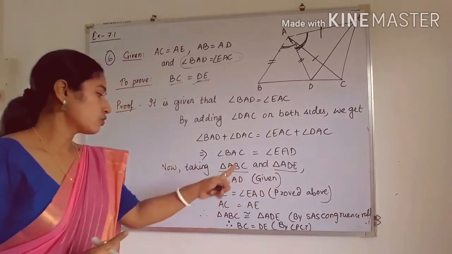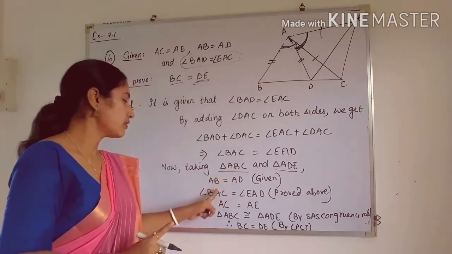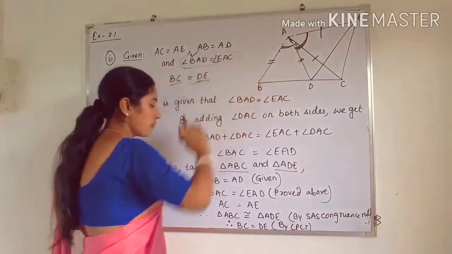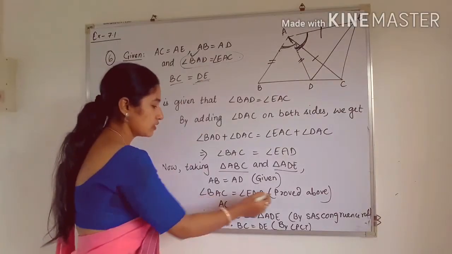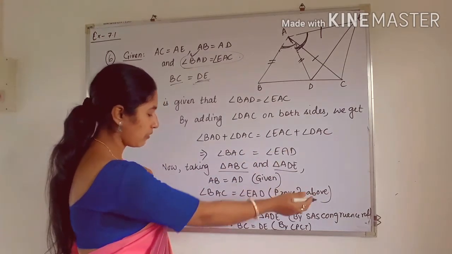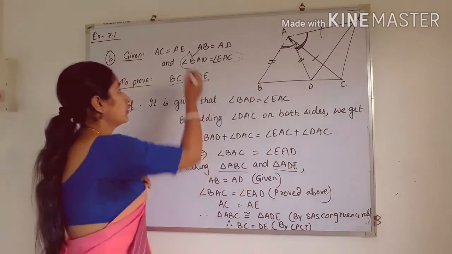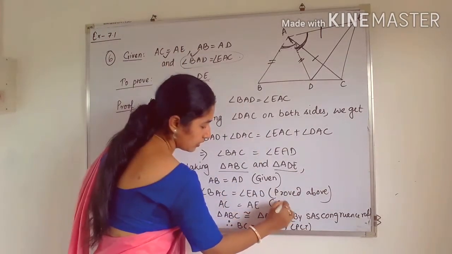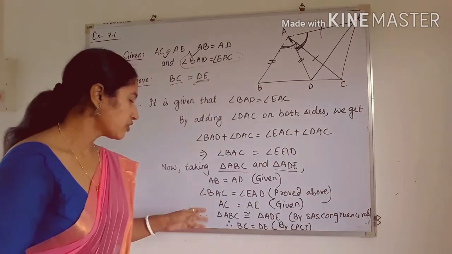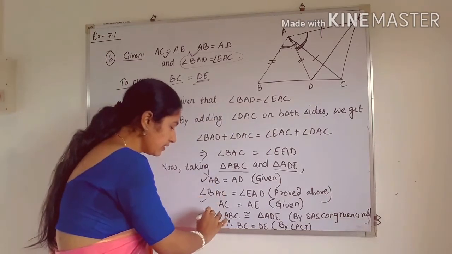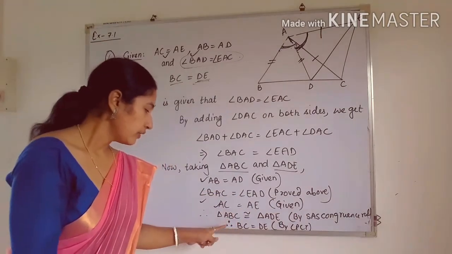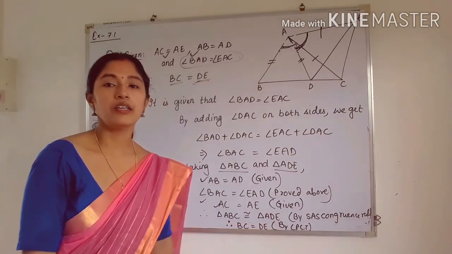Now taking these two triangles, AB is equal to AD. This is already given, so the length of AB is equal to AD. Next is angle BAC, which we have already proved: angle BAC is equal to angle EAD. You have to write the reason, proved above. Next, AC is equal to AE. This is again given, so write the reason, given. Therefore both triangles are congruent. By which criteria? This is side, this is angle, this is side again. So by the SAS congruence rule, both triangles are congruent. Therefore BC is equal to DE by CPCT.